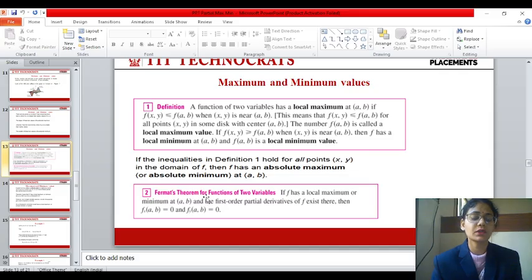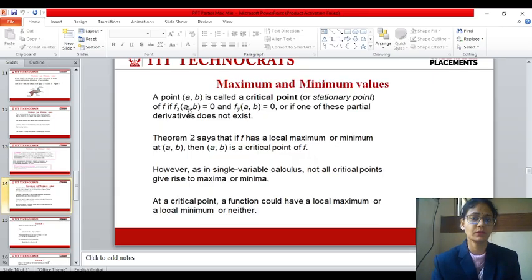Then we have Fermat's theorem for functions of two variables. If f has a local maximum or minimum at (a, b) and the first order partial derivatives of f exist there, then we can find the stationary point by setting the first derivatives equal to 0.